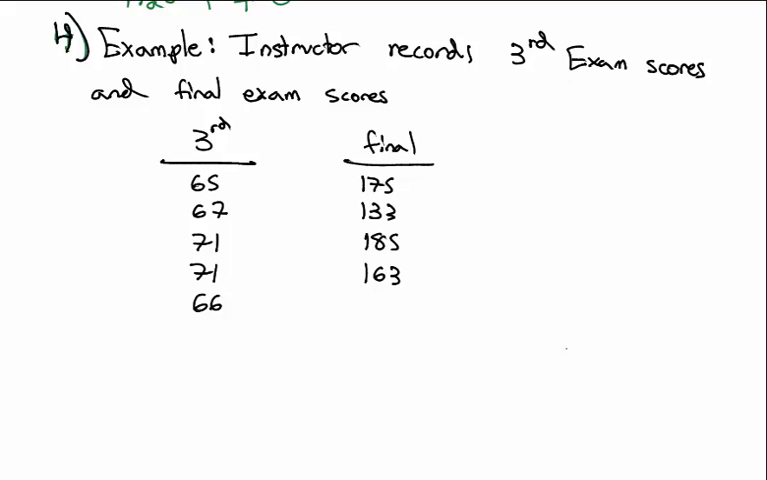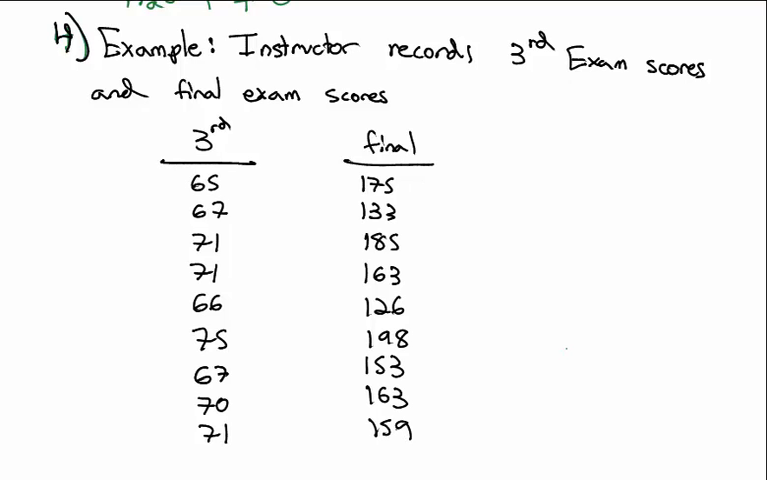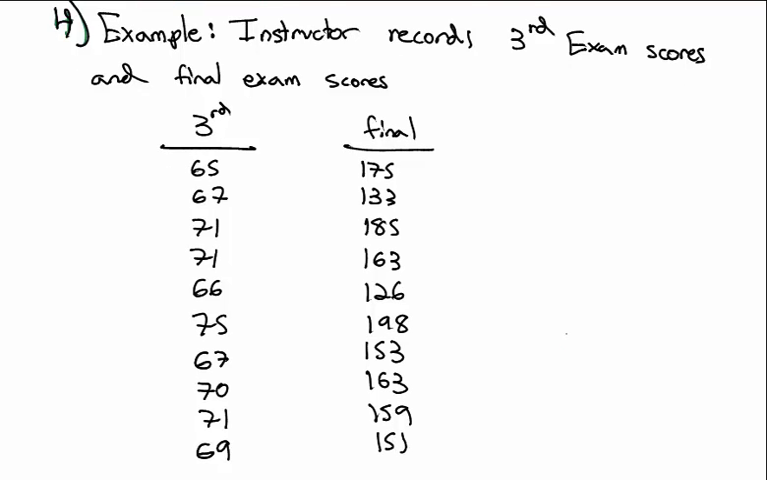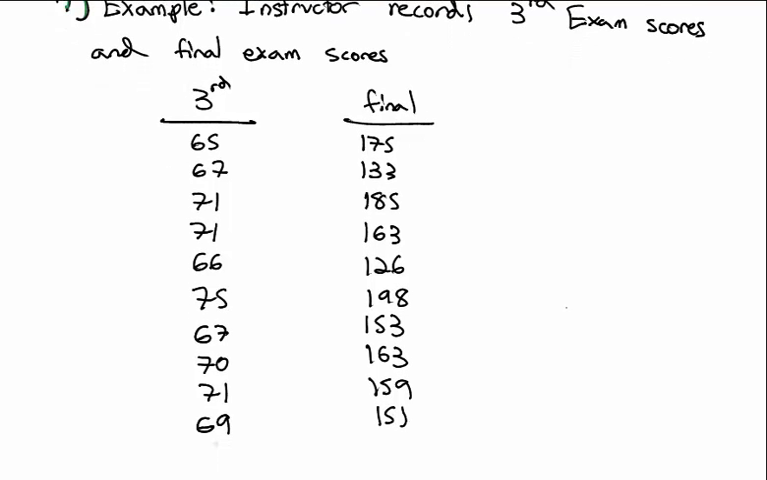A 66 gives a 126 on the final. A 75 earns a 198 on the final. A 67 earns a 153 on the final. A 70 earns a 163 on the final. A 71 earns a 159 on the final. A 69 earns a 151 on the final. Got one more. Another 69 earns a 159 on the final.